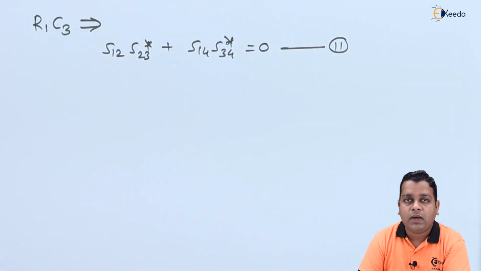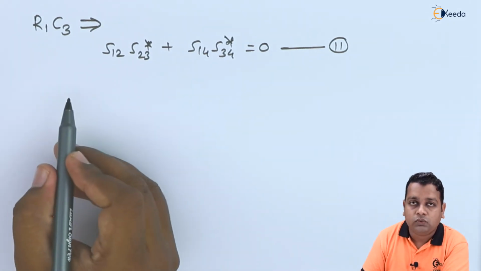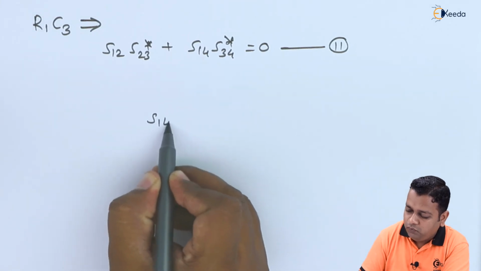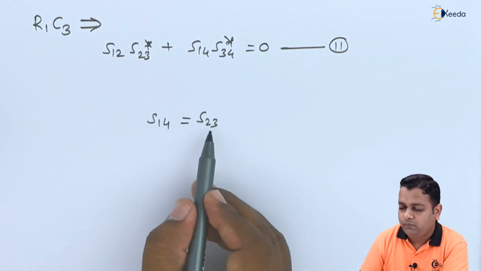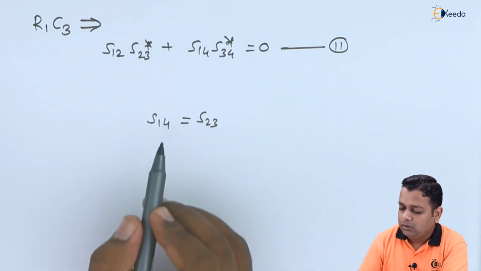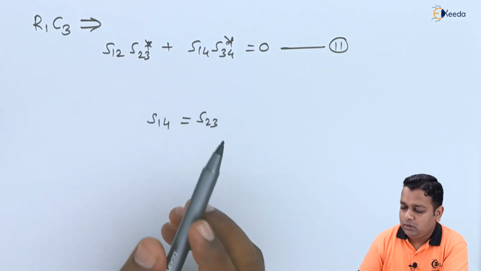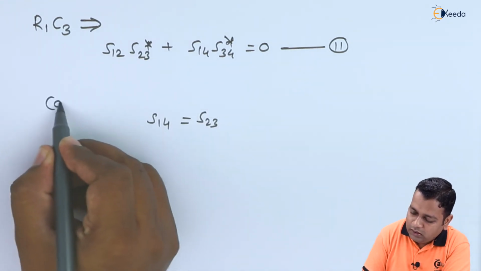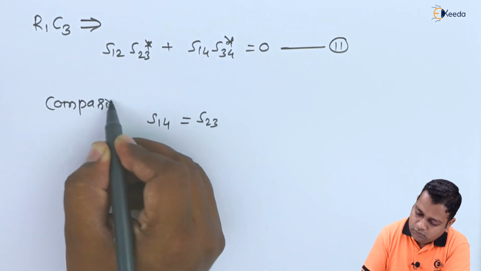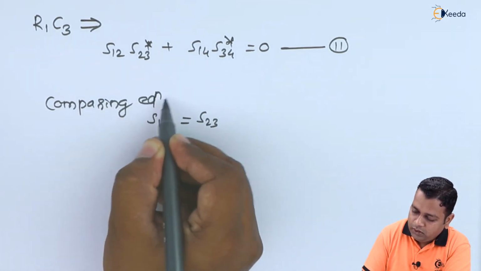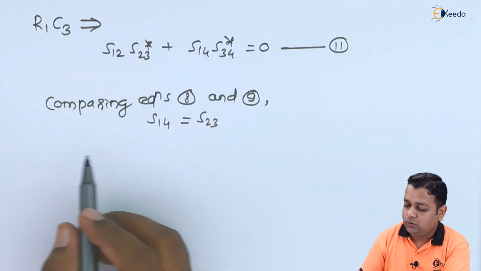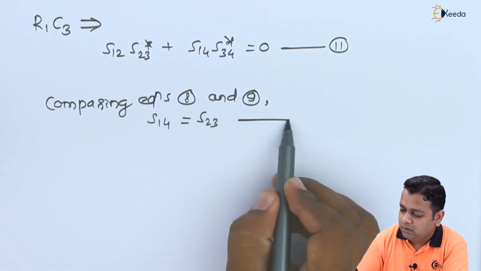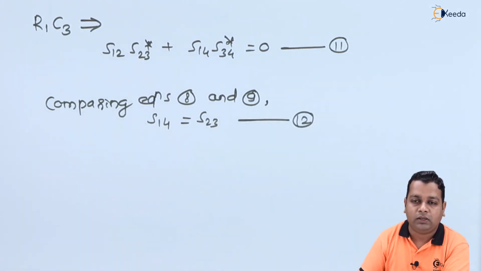Now if we compare equation number 8 and equation number 9, we come to a conclusion that S14 is equal to S23. These two terms should be the same, then only we have these particular equations 8 and 9 truthful here. So I write here, comparing equations 8 and 9. So this finding from this comparison can be regarded as equation number 12 here.